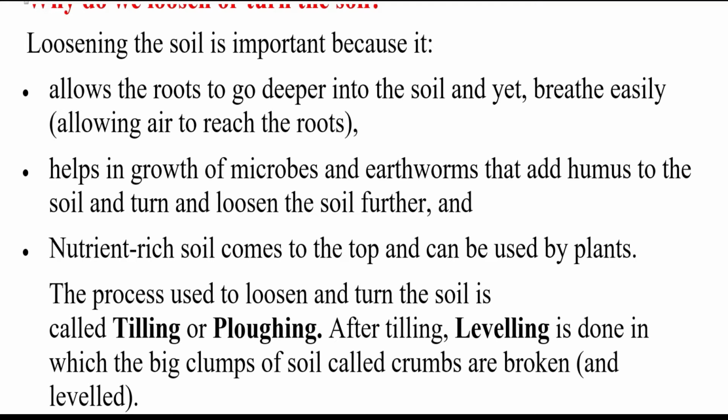And it helps in the growth of microbes and earthworms that add humus to the soil and turn and loosen the soil further, and nutrient rich soil comes to the top and can be used by plants. The process used to loosen and turn the soil is called tilling or ploughing. After tilling, leveling is done, in which big clumps of soil called crumbs are broken and leveled.